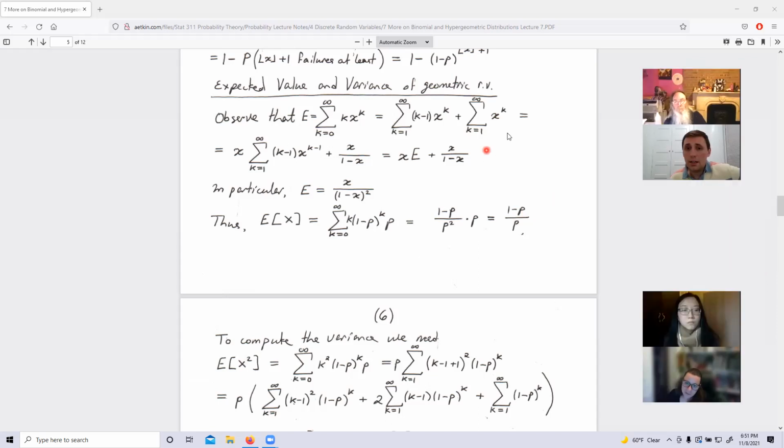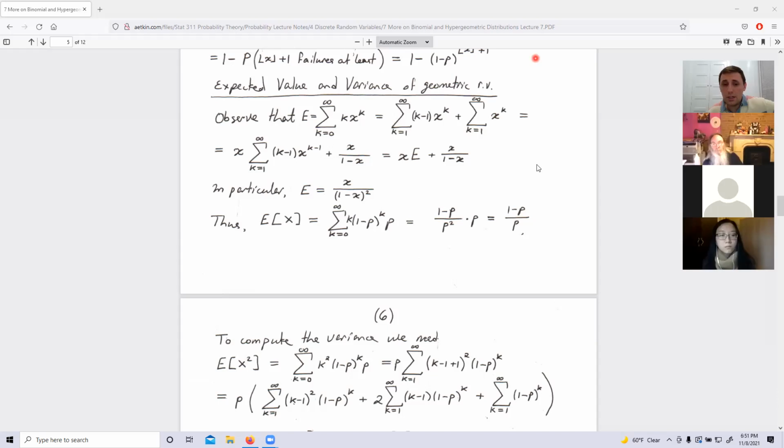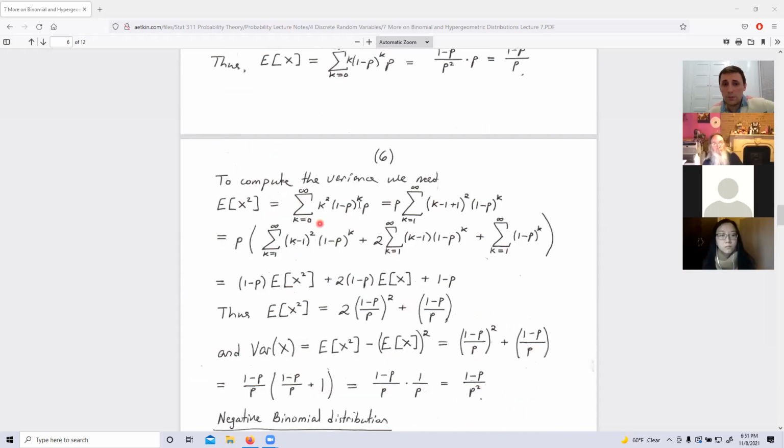Good. Let me just finish up to here, please. And you can do the same idea for calculating the expected value of X squared. This time you have k squared multiplied by 1 minus p to the k times p. And what can I do? I have k minus 1 plus 1 squared, and I create terms where you have the previous power. It's like the one we solved, the geometric with the integer, and the geometric with the integer squared again.